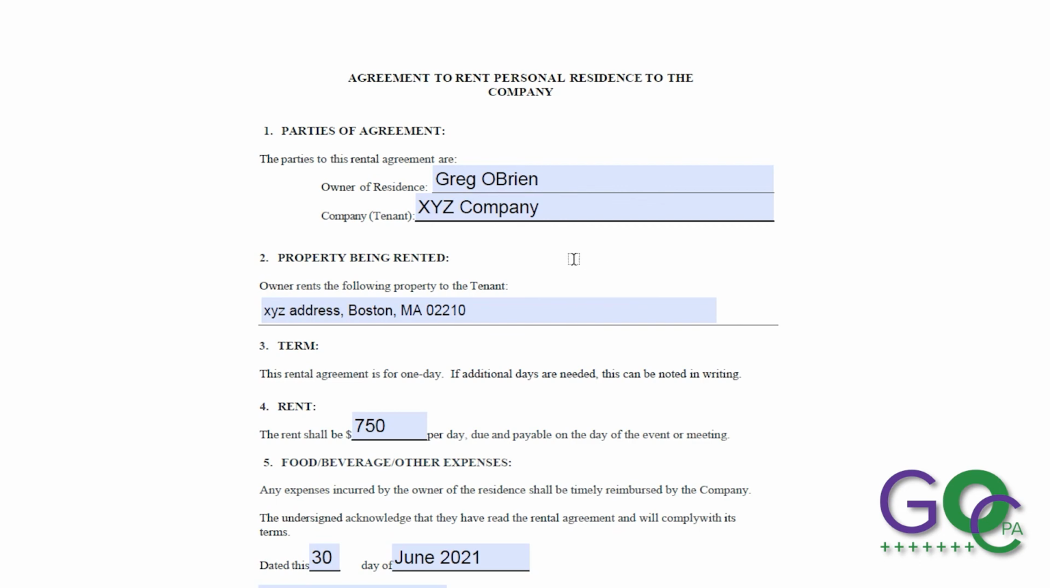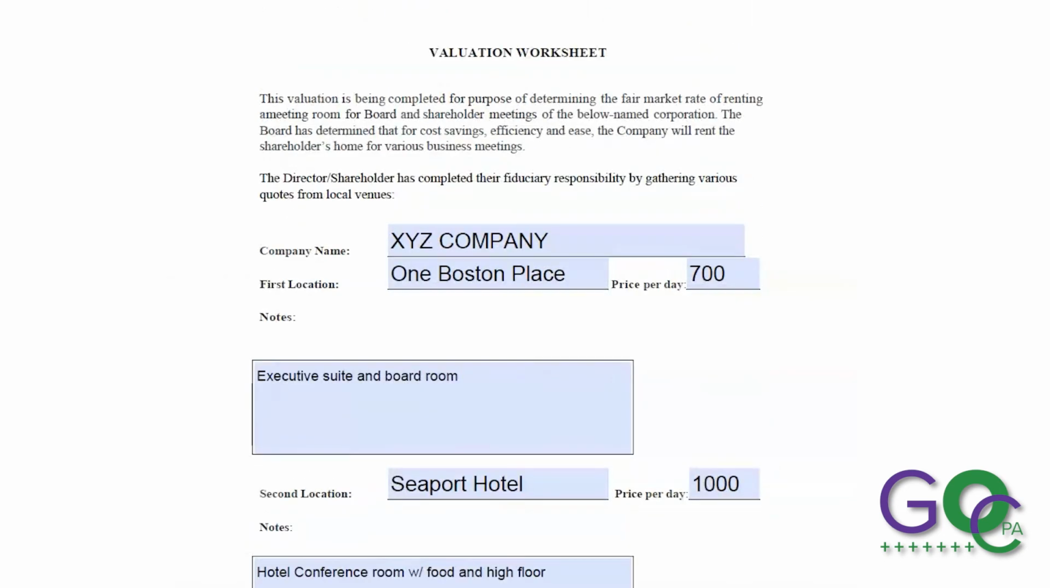So of course, we're here to help answer questions along the way, but this packet will be very important to complete properly and to make sure you have a fair market value for the residence.